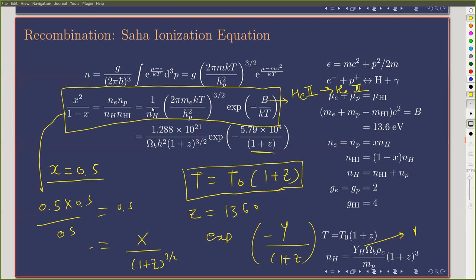So you have to modify this parameter accordingly. And I think if you do this exercise, you should do it for both helium, first excitation of helium, and the first recombination of helium, and then the second recombination of helium. And for that, you will get approximately redshift equivalent to around 5400 and around 2000. So please do it and let me know if you can derive that.